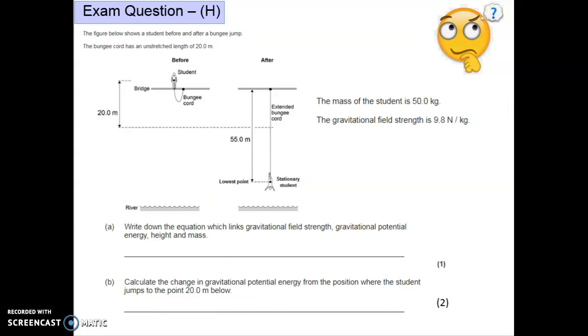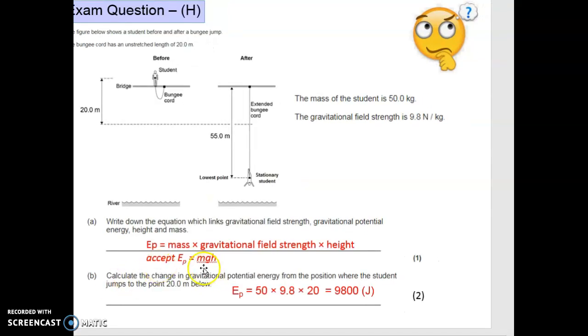Okay, so the first mark is for writing down the equation. So it's a recall equation question, you see, so you're going to have to remember those. So EP equals M times G times H. And there we go. You can write it out in words, or you can write it out in symbols.